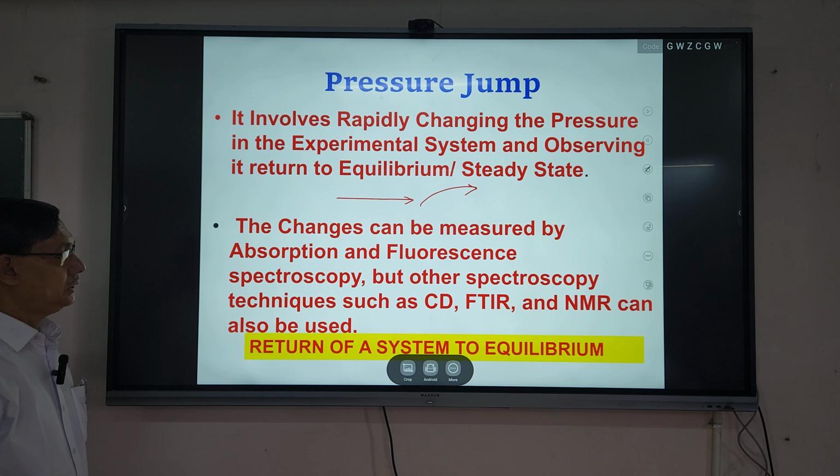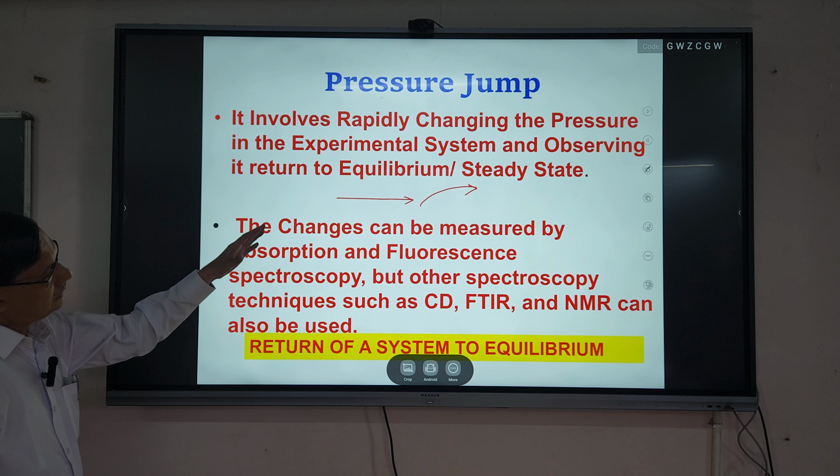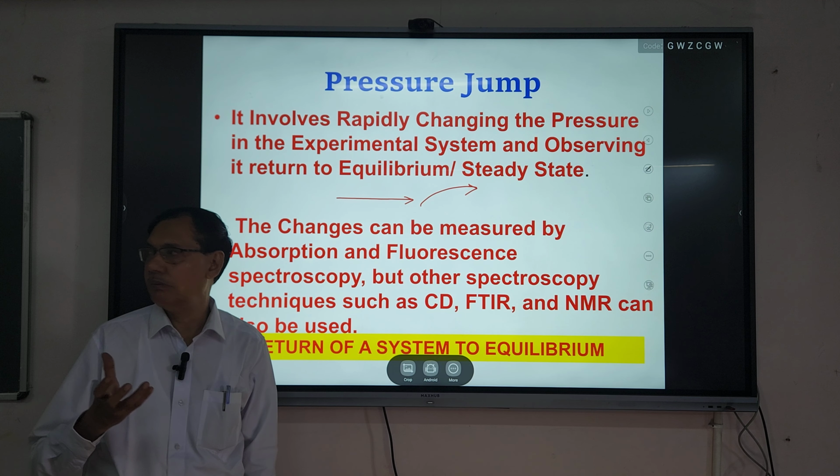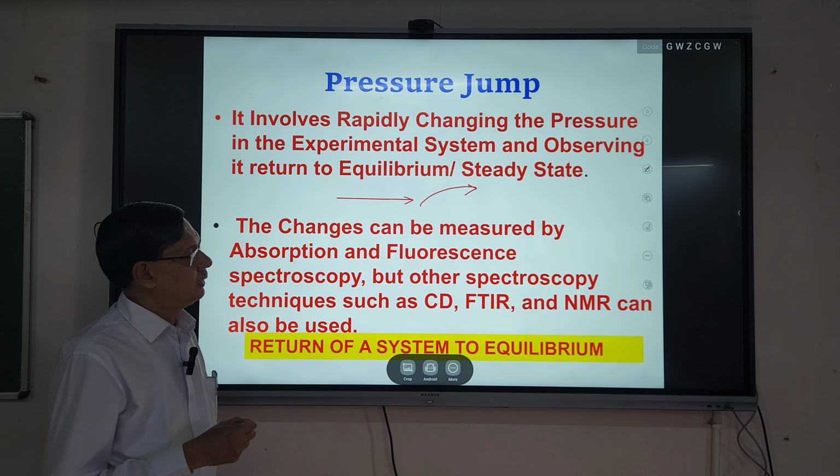And if you see the recent techniques, earlier, during the time of Manfred Eigen and others, people generally measured the conductance or the fluorescence, but now they are using even NMR. They are using FTIR, CD also, circular dichroism, everything. So this is the fundamental system.